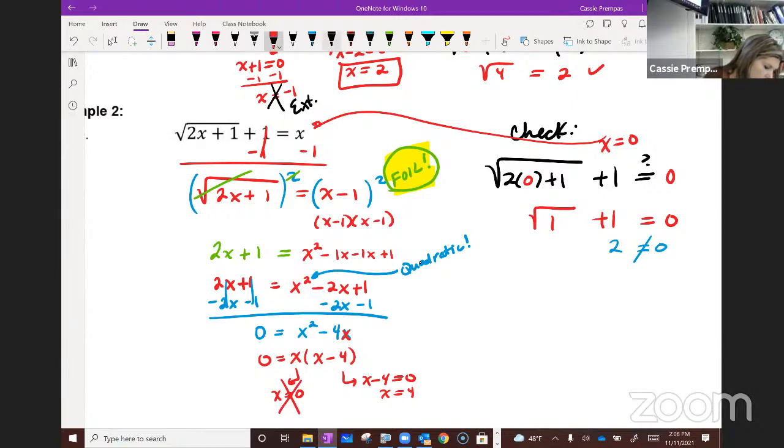And then if we plug in 4, we would ask, is the square root of 2 times the value of x plus 1 equal the value of x? So now we're checking, does x actually equal 4? And 8 plus 1 is 9.